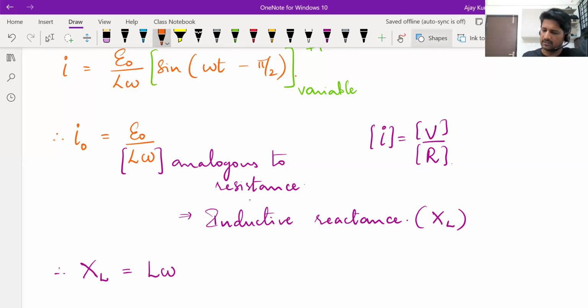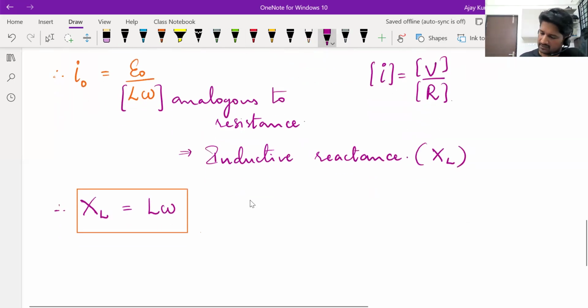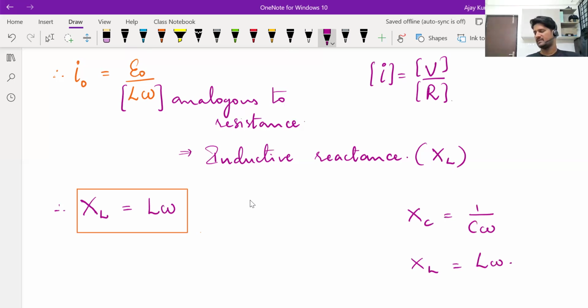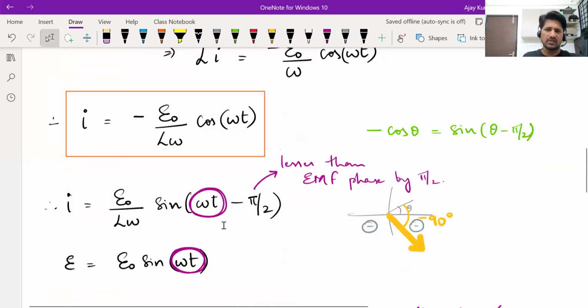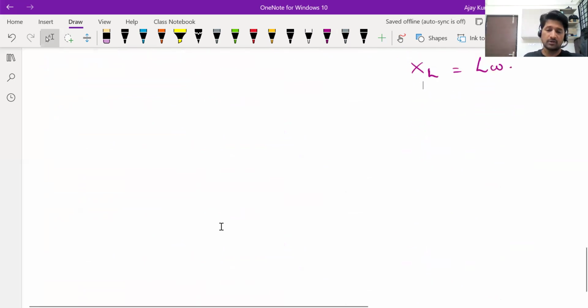Unit and dimensions will be the same as that of resistance. If you remember last class, we had derived capacitive reactance, XC. XC was 1 by C omega, and now we got inductive reactance XL as L multiplied with omega. These are like a resistance offered by the capacitor and the inductor respectively. We got current, we got inductive reactance. Now, when current passes through an inductor, we know that some energy will be stored in the inductor. Can one of you quickly tell me the formula for energy stored in an inductor?